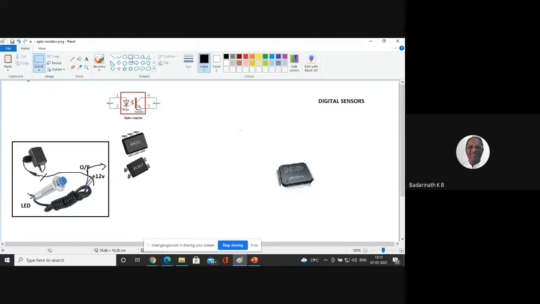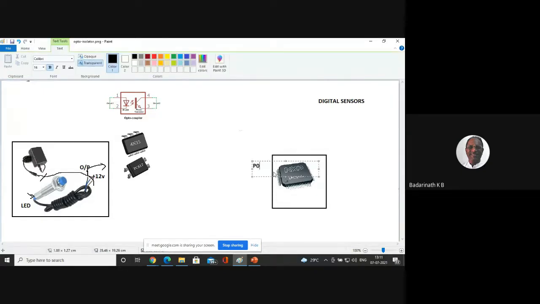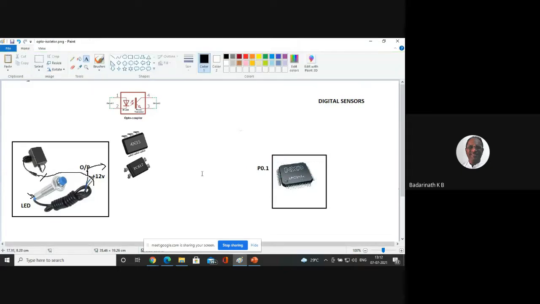This LPC2148 has so many GPIO pins. I'll use one of the pins, let's say P0.1. I want to connect the sensor output to P0.1. Now, how do I connect it? Is it possible to directly take the output pin here and connect it here? Can I connect it like this? Again, it's not possible.